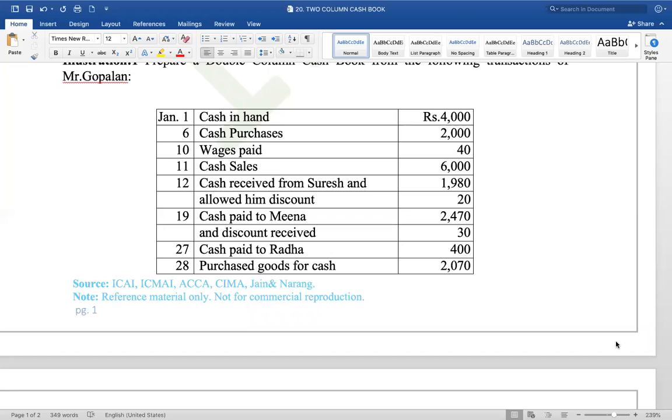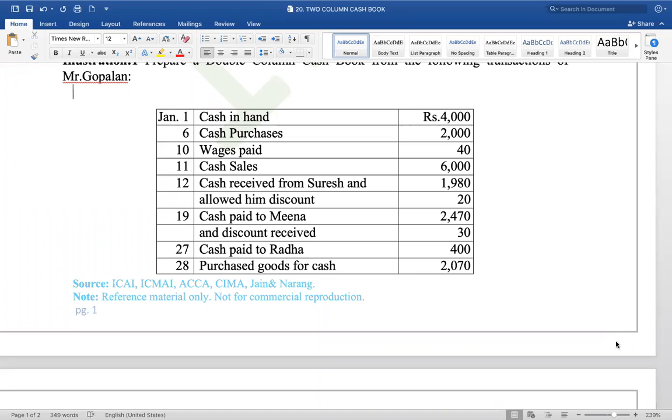January 1st, cash in hand, debit, has to balance brought down. Cash paid, credit. Wages paid, credit. Cash sales, debit. Cash received from Suresh and allowed him discount, debit. Cash paid to Meena, credit. Cash paid to Radha, credit.